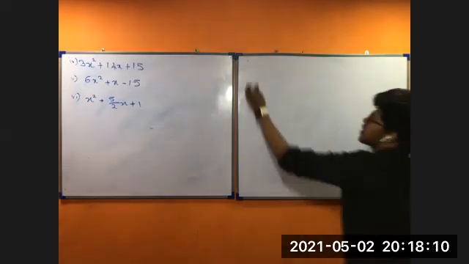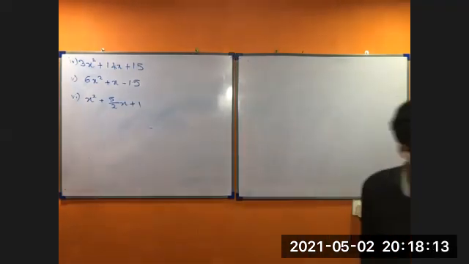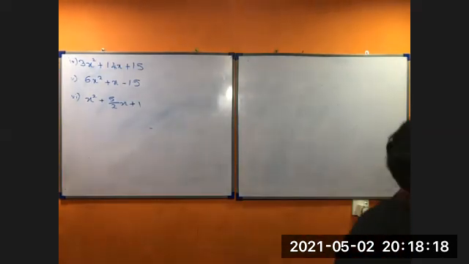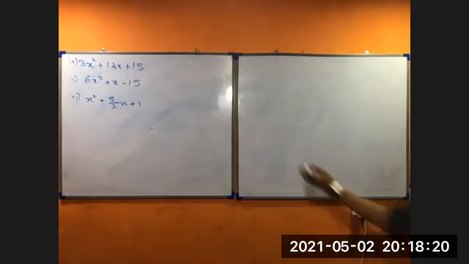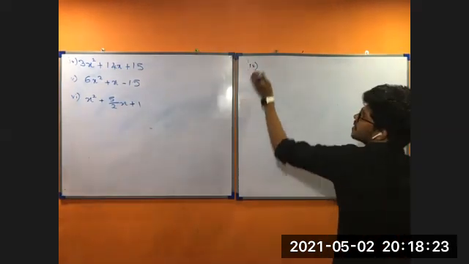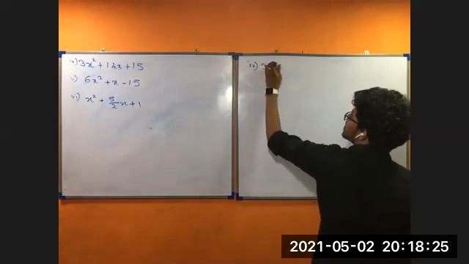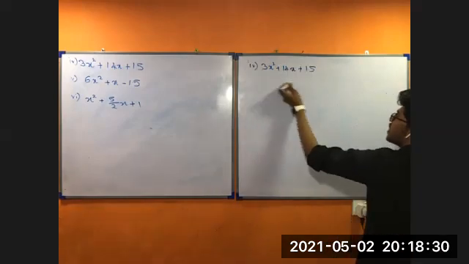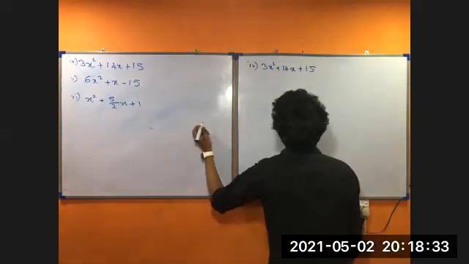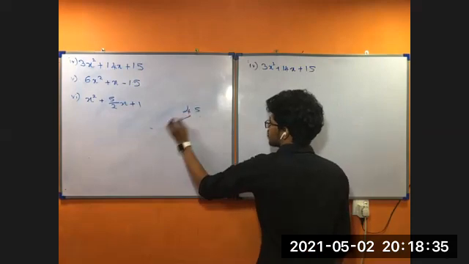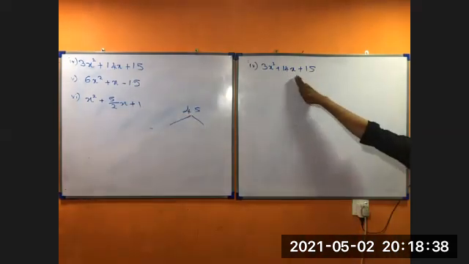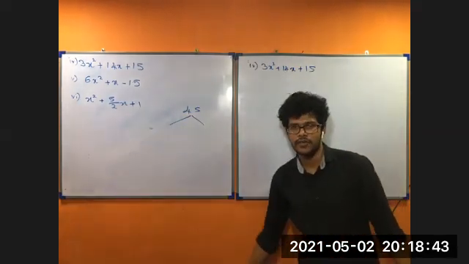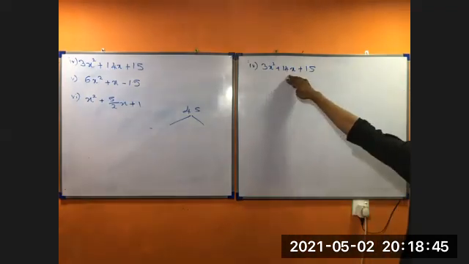Okay, fourth one. 3x squared plus 14x plus 15, right? So always you multiply first and last. So it is going to be 3 times 15, which is 45. So just check from 45 how we are going to make a 14, right? You don't have to write each and every factor here, it will be a very long thing. So just think how to make a 14.